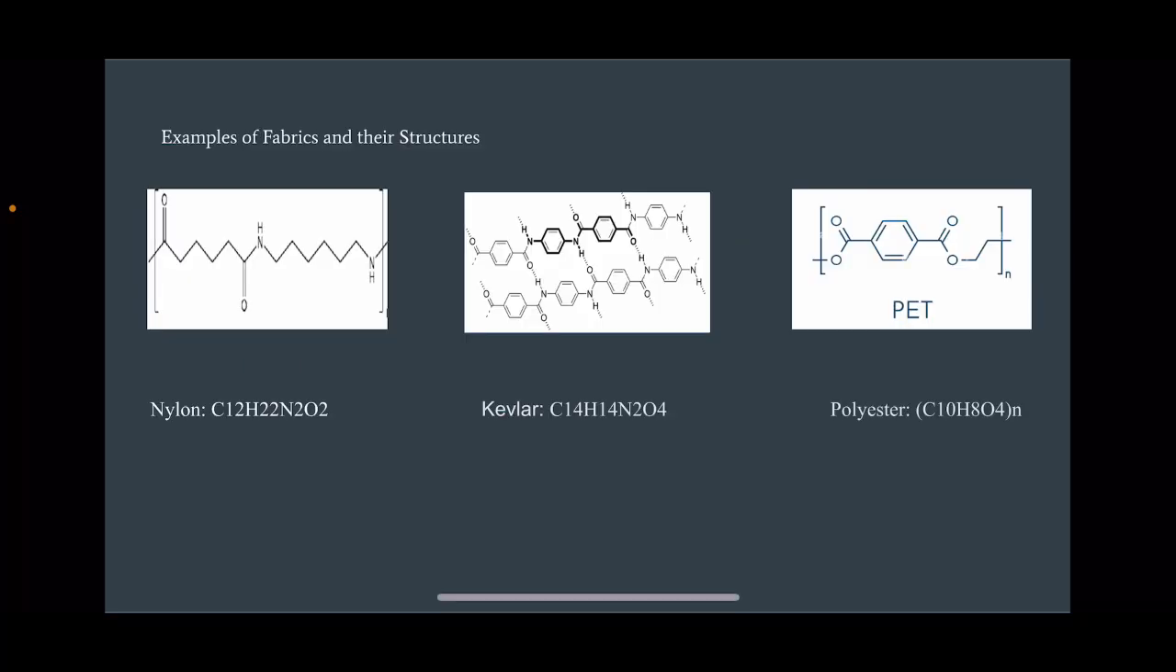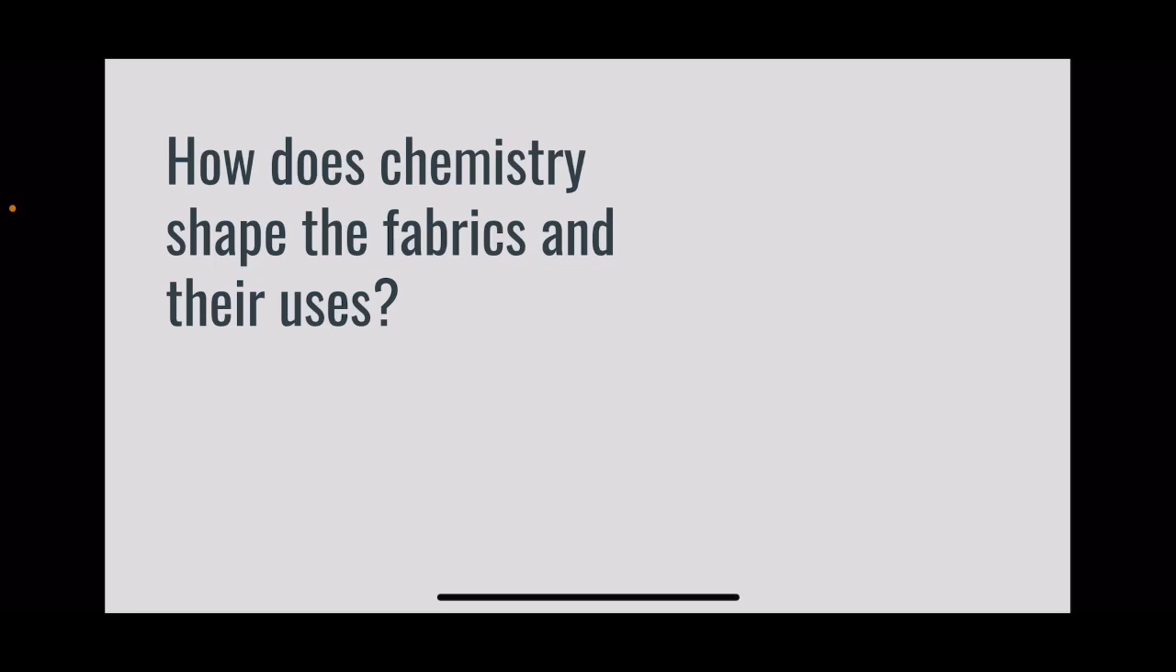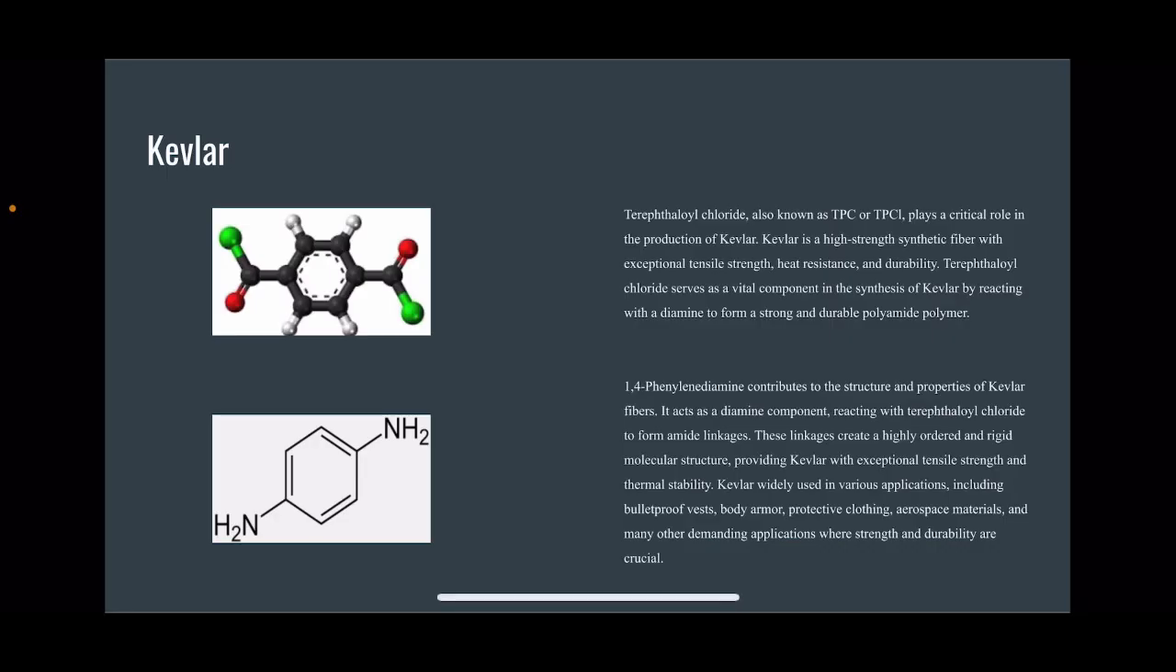So then these are some examples of the fabrics that I looked into, with the first one being nylon, the second one being Kevlar, and the third one being polyester. So then the main question that I wanted to look into was how exactly does chemistry play a part in these fabrics and the way that they are used? The first one that I looked into was Kevlar.